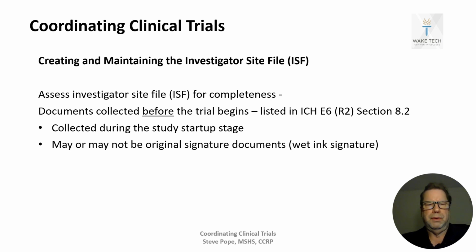As I said before, there are documents that are collected before the trial begins. Those are listed in section 8.2 of ICH E6. You can read through those. The ones that we referred to in the previous slide are some of those documents. You're also going to have others that include things like insurance statements, financial aspects of the trial, and any agreements that have been signed between the PI, the site, and the sponsor.